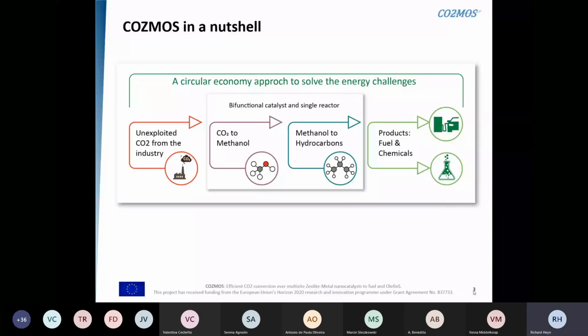And then our aim is to produce C3 products, propane, which can be used as a fuel, or propene, which is a chemical and is the monomer, for example, to make polypropylene.